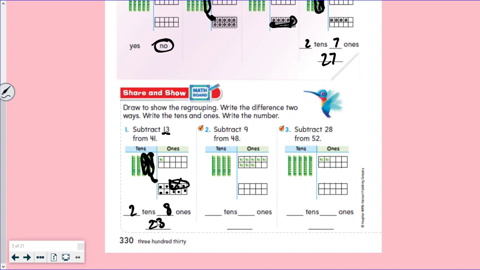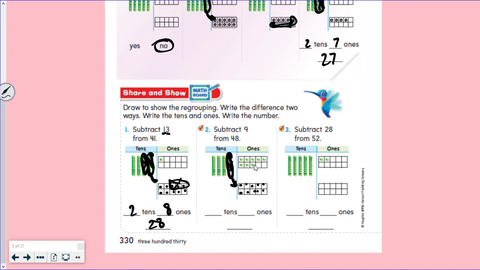All right, I'll help you with the first part of number 2 to get started. So it says subtract 9 from 48. So no tens this time, just 9 ones. Okay, so are there enough ones to subtract 9 ones? No, because there's only 8 ones. So that tells you your first step. You have to regroup. So pause your video, work through number 2, and then let's solve it together.